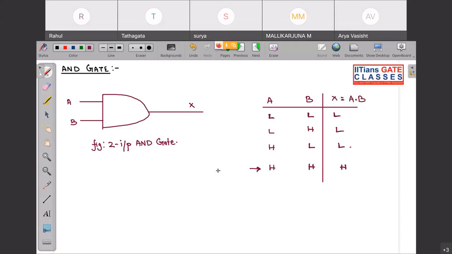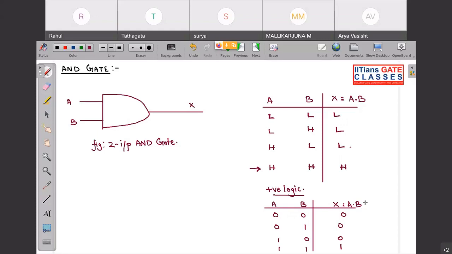Now you can simply redraw this truth table in positive logic. In positive logic, what I told you is that high is considered as 1 and low is considered as 0. So this will be 0, 0, 0, 1. So this is the basic truth table of your AND gate.